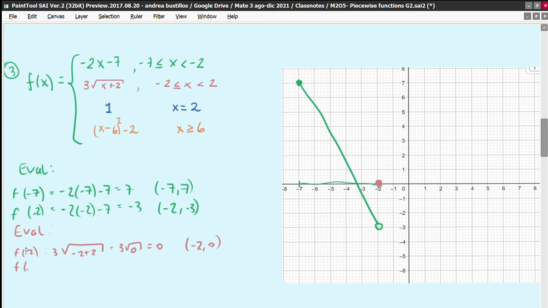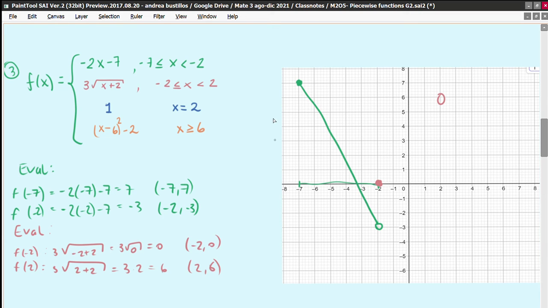Now let's evaluate in the other extreme. If I do this, this would be 3 times the square root of 2 plus 2. That is 3 times 2 equals 6. So another plotting point is in 2, 6. So that's 2, 6. But 2 is not included in the domain for this function, so this is a hollow point. Now, this is a radical function, and it opens upwards. So we know this function is going to open like this.